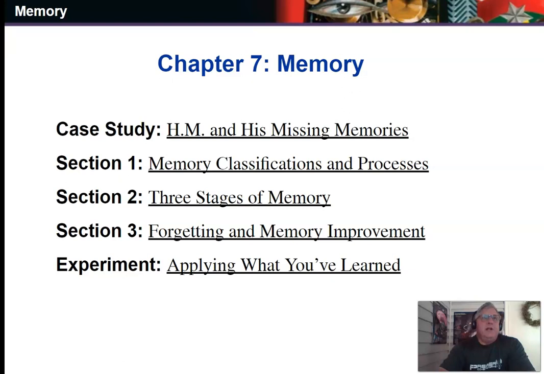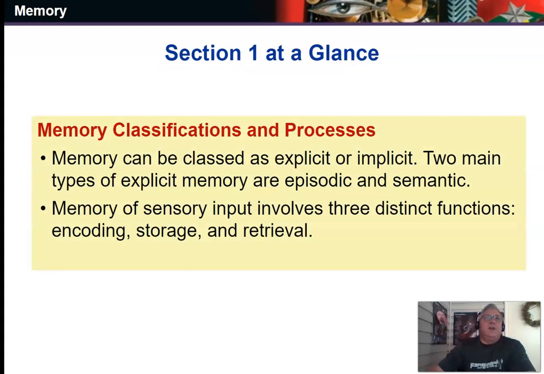It's Chapter 7. Today we're talking about memory. Section 1, Memory Classifications and Process.